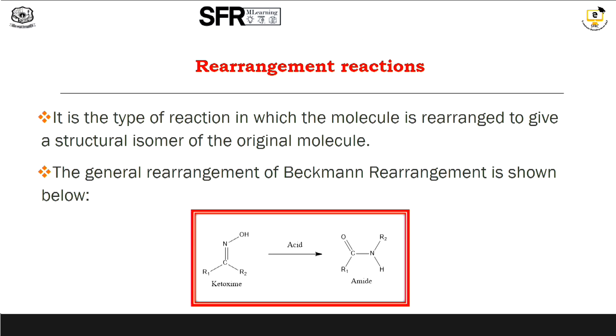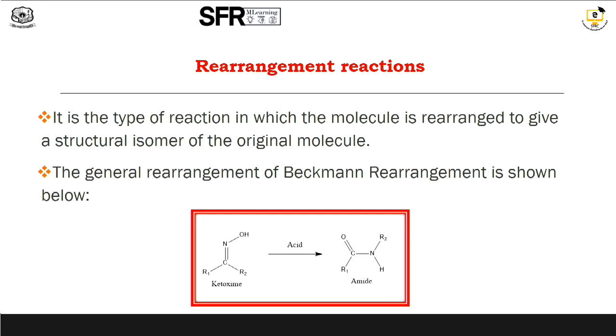This is a type of reaction in which the molecule is rearranged to give a structural isomer of the original molecule. I have taken a very simple example. What is that? Beckmann rearrangement of oximes. Here we have taken ketoximes, R1 C double bond NOH R2. This is a ketoxime. In the presence of an acid or in the presence of heat or light, the rearrangement may occur.